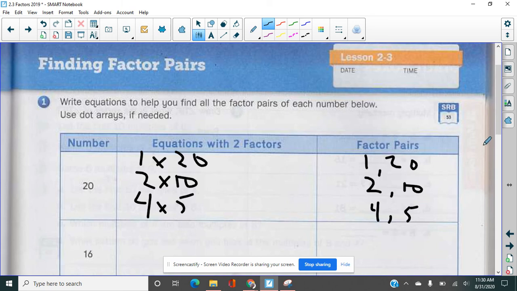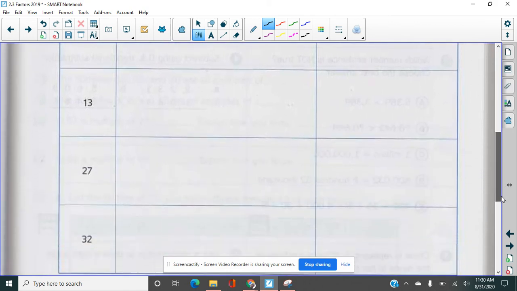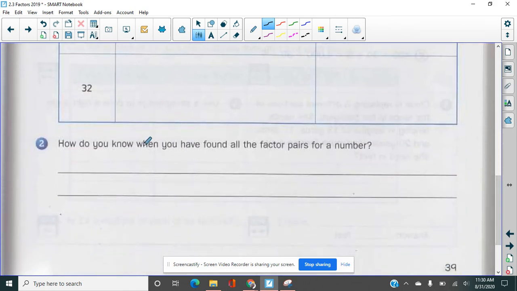Okay, so you will continue this page. You will do the numbers 16, 13, 27, 32, and then here it is: how do you know when you have found all the factor pairs for a number? Mr. White mentioned that several times. How do you know you're done? You're going to write a sentence down there to show that. All right, fourth graders, this is factors of a number. What numbers can we multiply to get that given number? If you need help with anything, please send me a message and good luck.